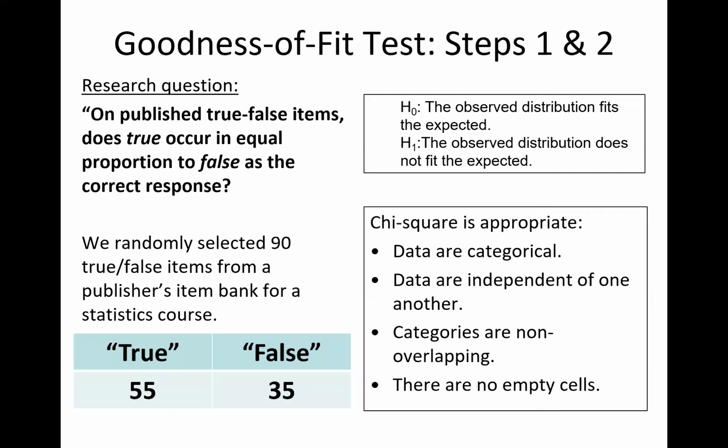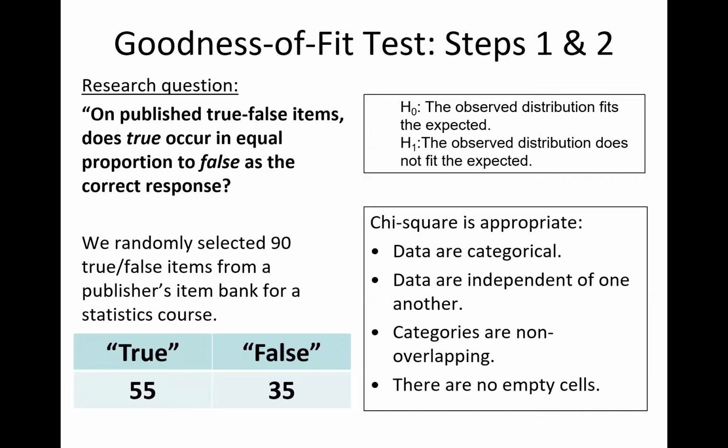So for our data, we're going to randomly select 90 true-false items from a publisher's item bank for a statistics course, let's say. And we find when we collect that data that 55 of the 90 items are true items and 35 are false. So we want to know whether or not that fits our theoretical hypothesis that they would occur in equal proportions.